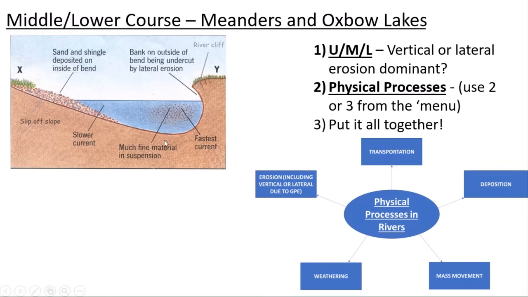Okay, so now into the middle and lower course, so meanders and oxbow lakes. This is a cross-section of a meander, and you can see it's very much an asymmetrical profile. So it's got a deep section here on the outside bend, and on the inside bend it's very shallow. It's got lots of build-up of sediment. So it tells you straight away that erosion's happening here and transport's occurring here, whereas deposition is happening here because it's going a bit slower. So again, have a go, pause it, and I'll help you out.